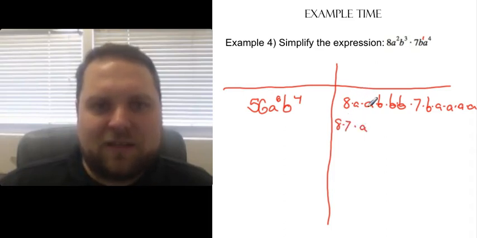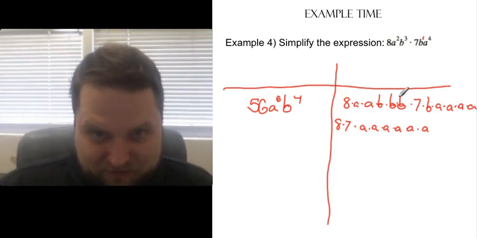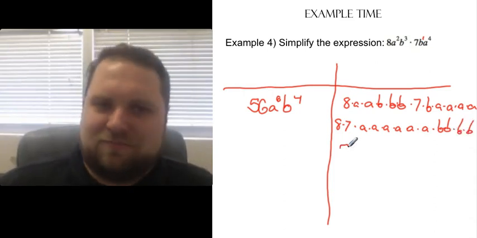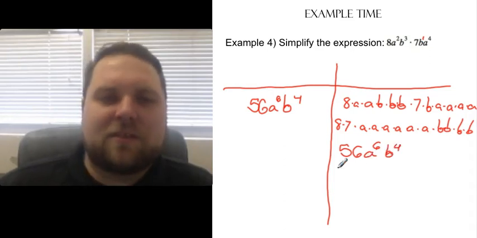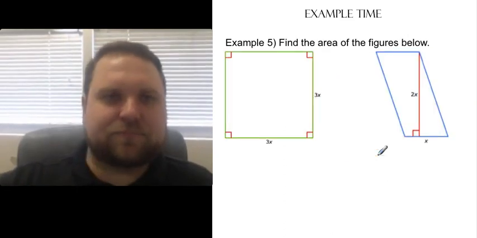So I have 1, 2, 3, 4, 5, 6 A's that I'm going to put there. 1, 2, 3, 4 B's. And just, again, simplifying it down, this is now 6 A's, A to the 6th, and 4 B's, B to the 4th. No matter how I slice it, it's going to come out that way.